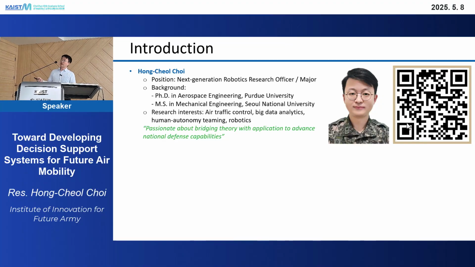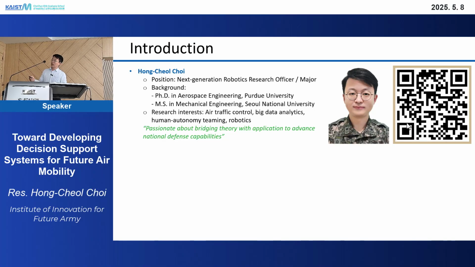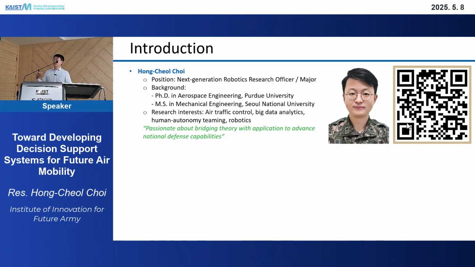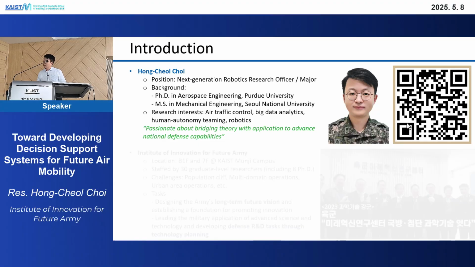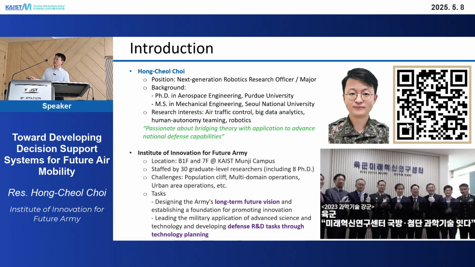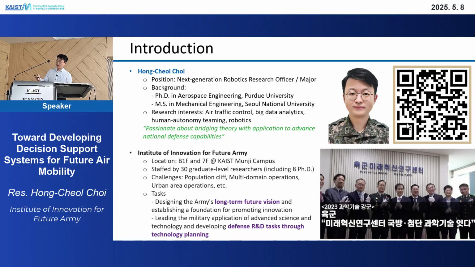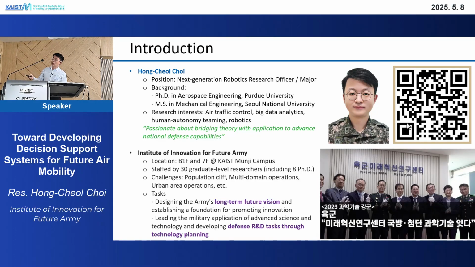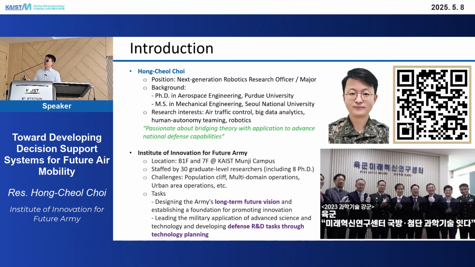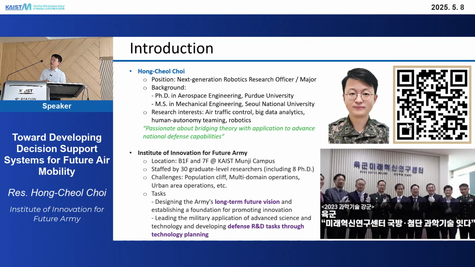From my PhD study, I have been quite passionate about bridging technology with national defense technologies, and I try to work on those topics. As you can see here, the Institute of Innovation for Future Army is located in the same building, on the 7th floor and also in the basement floor. Our center is staffed by around 30 researchers at the graduate level, including 8 PhDs.